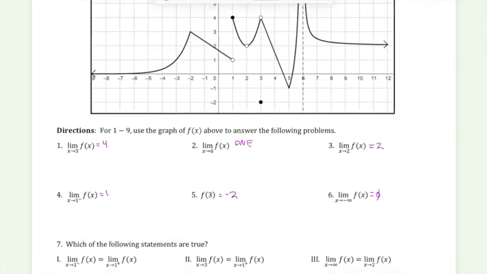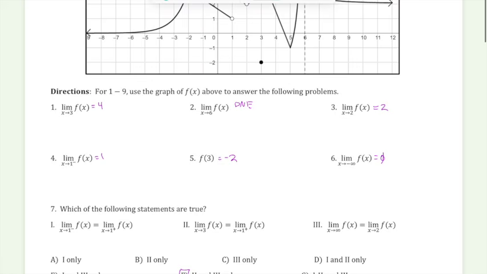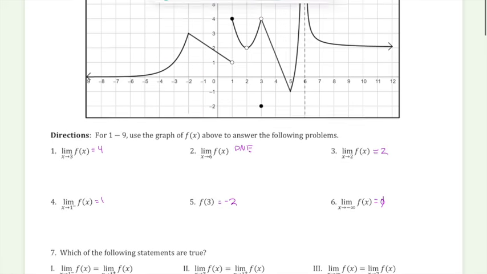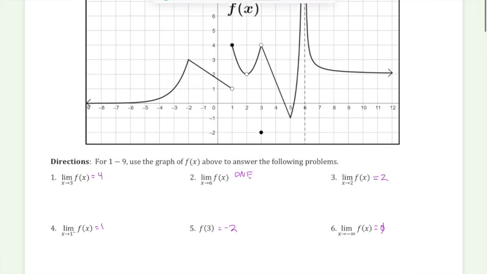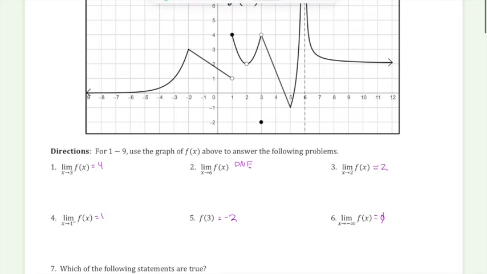Okay, so question 7. Which of these are true? So if we look at question 1, this basically says the left and right hand limits are the same at 1. So the left and right hand limits approach different values. As you approach from the left, it's 1. As you approach from the right, it's 4. So this doesn't work.